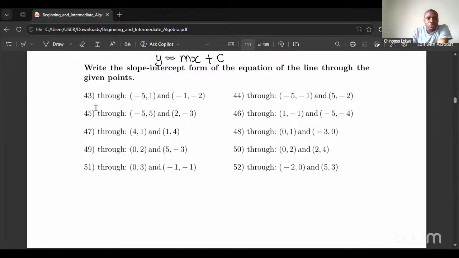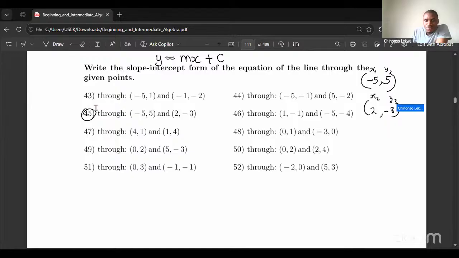So again, we want to find the slope from the two given points. Let's take question 45. We're going to work with question 45, and then maybe Mr. Michael will take another one, and then we'll be good with this particular set of questions. The points here are, let me write it here: negative 5, 5. This is our x1, this is our y1, and then we also have another point, which is 2, negative 3. This is our x2, and this is our y2.